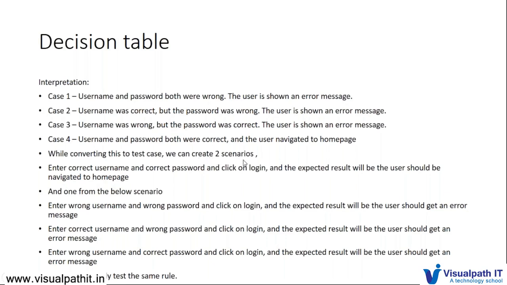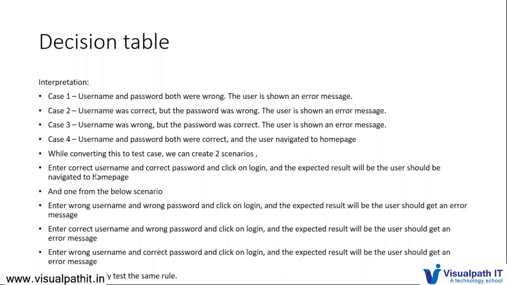We can create 2 scenarios. One is enter correct username and correct password, click login, and the expected result should be the home page. The other one is the one from the below scenario. So this second scenario, if you note here, it can have 3 test cases: one is wrong username and wrong password, one is correct username and wrong password, one is wrong username and correct password. So how is this called?